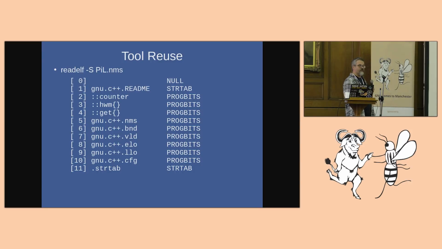This README section is a human readable README that's kind of interesting. This stuff here is the actual declarations, and the names there are for human consumption. So I can tell you that that's the declaration of counter, that's the definition of a thing called HWM, that's the definition of a thing called get, because it's got squiggly braces on the end. I'll get into exactly what's in there in a bit.